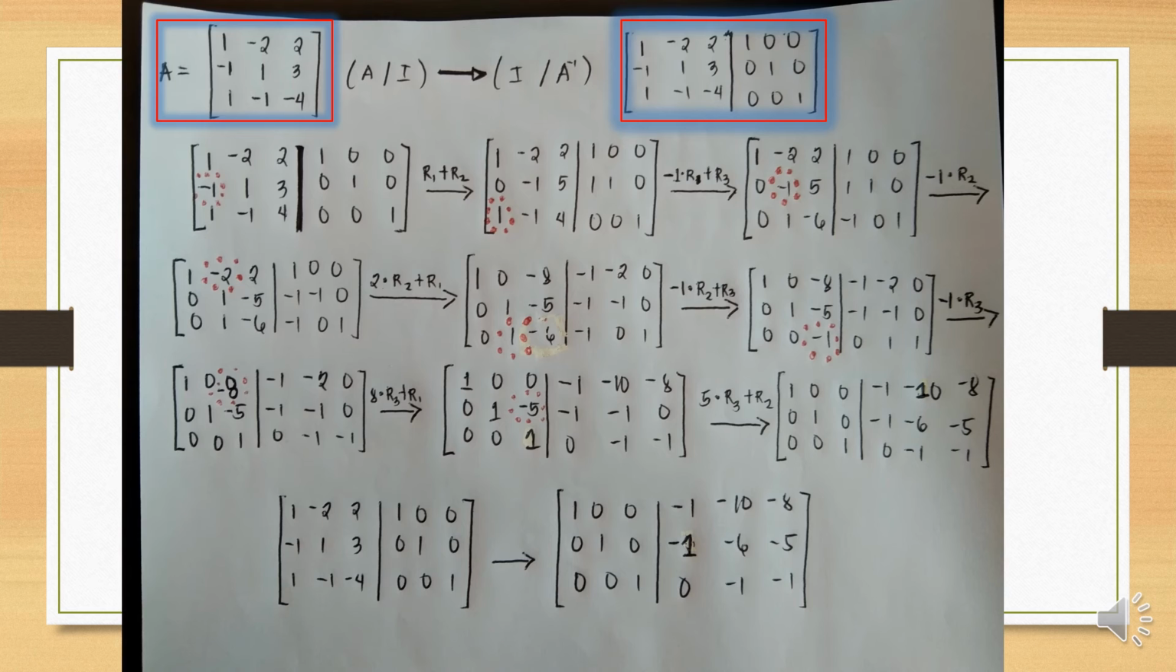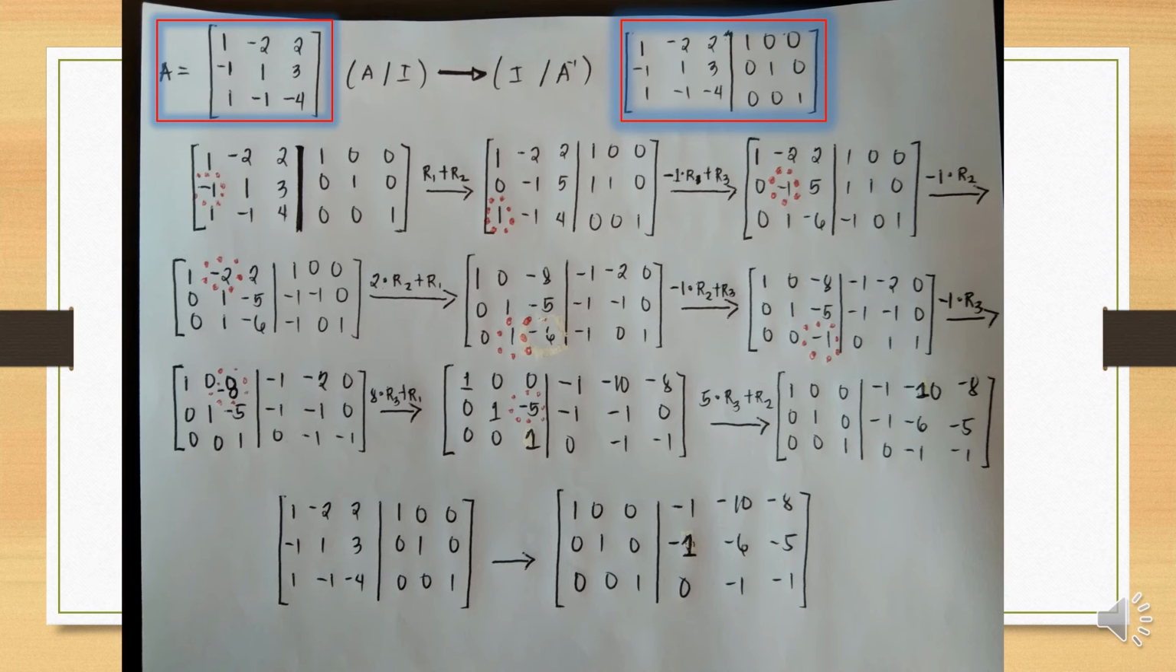Negative 1 times 0 is 0 plus 0 is 0. Negative 1 times positive 1 is negative 1 plus 1 is 0. Negative 1 times negative 5 is positive 5 plus negative 6 is negative 1. Negative 1 times negative 1 is positive 1 plus negative 1 is 0. Negative 1 times negative 1 is positive 1 plus 0 is 1. Negative 1 times 0 is 0 plus 1 is 3.